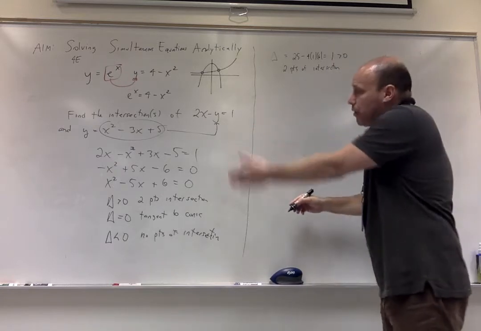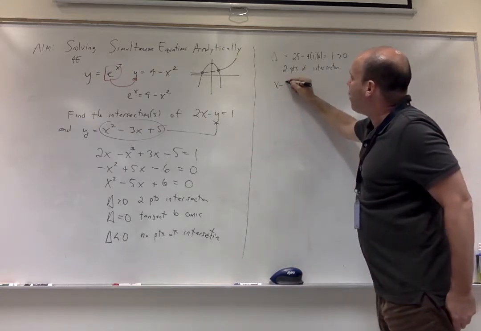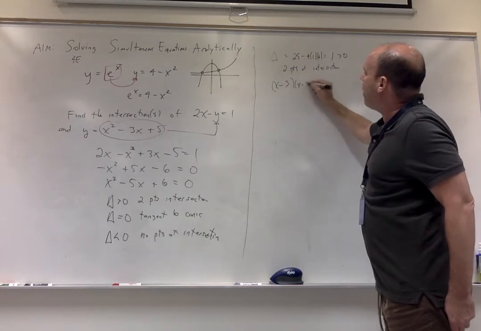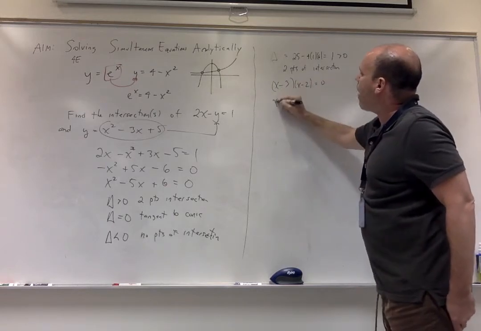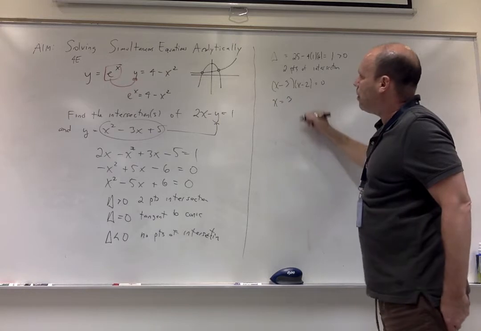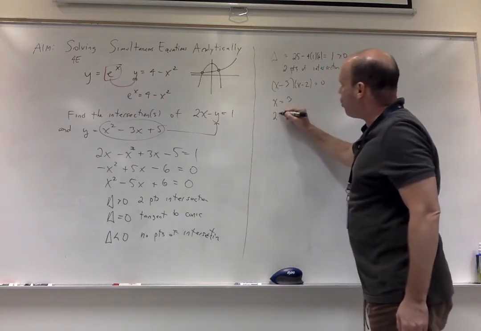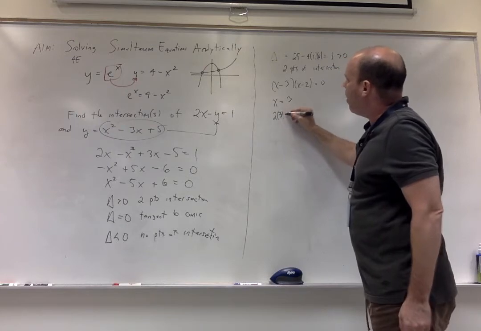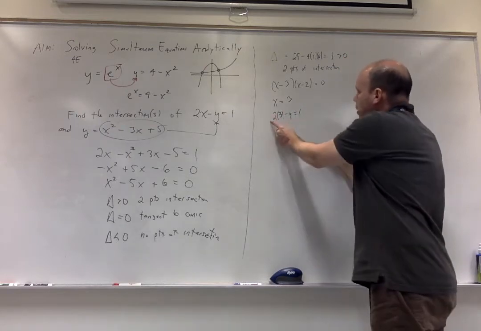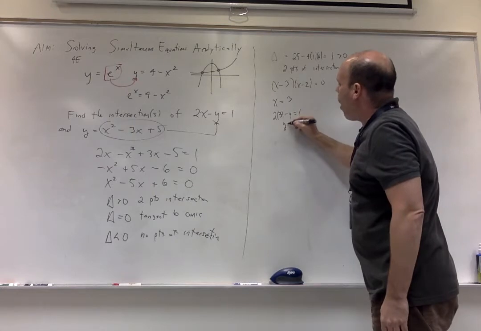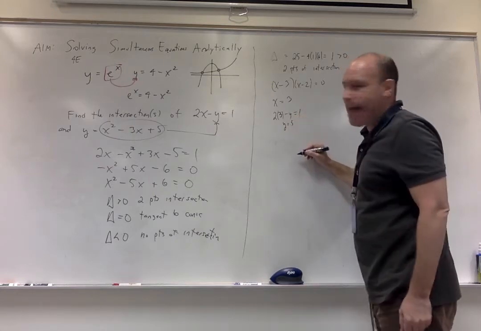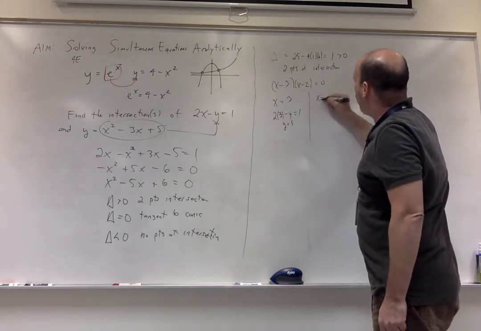And so we simply solve it. We know that we have (x - 3)(x - 2) = 0. So x = 3, and we can plug it back in here. I can say, okay, that means 2 times 3 minus y equals 1. 6 minus what gives me 1? y = 5. And then I can say x = 2.